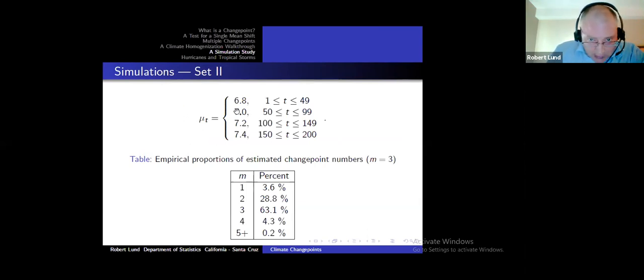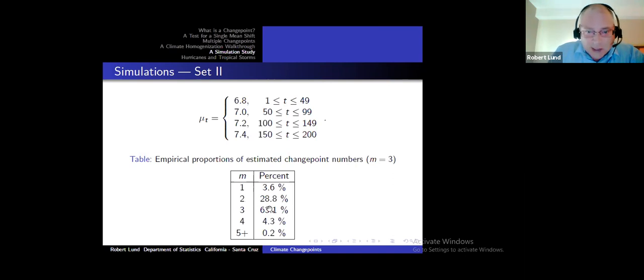Here is a case where, let's see, what did I do? I put three change points equally spaced, moved the log mean from 6.8 to 7 at time 50, moved it up at time 100 to 7.2, and moved it up to 7.4 at time 150. So in truth, there are three change points in this record. MDL got it right 631 out of the 1,000 runs.